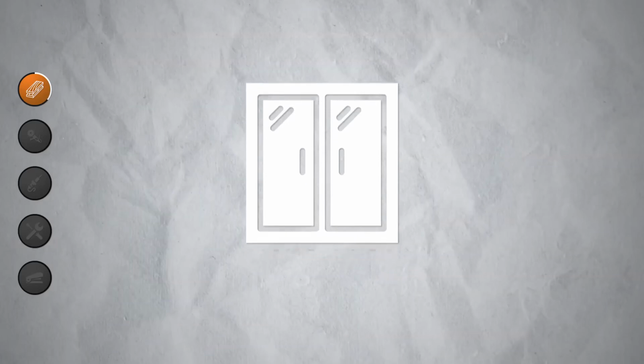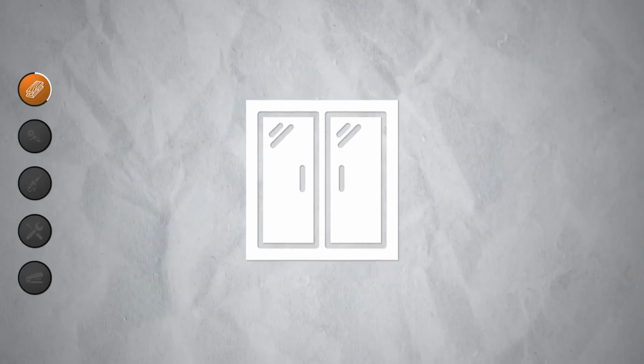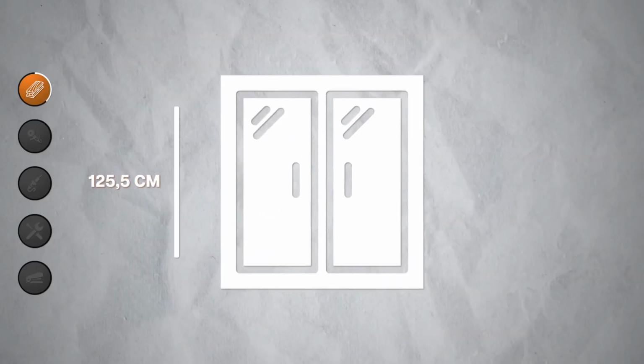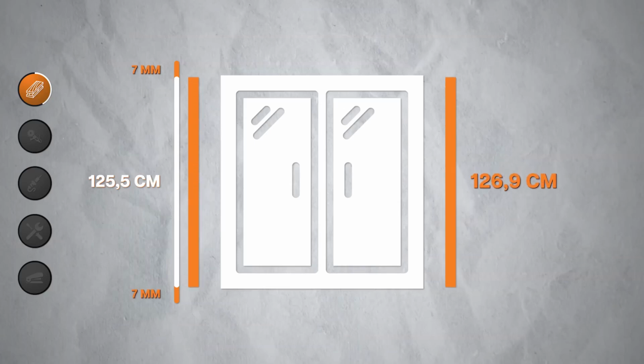As for the width and height, I'm going to take the measurements of my window frame, the overall dimensions, and I'm going to do a little calculation. My window frame is 125.5 centimeters high. I need to leave at least 7 millimeters of clearance at the top and bottom. So my oriented strand board tunnel will need to be 126.9 centimeters high.